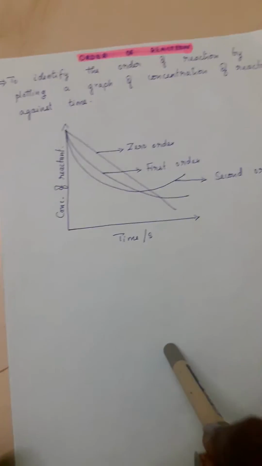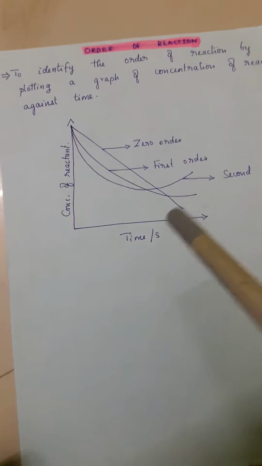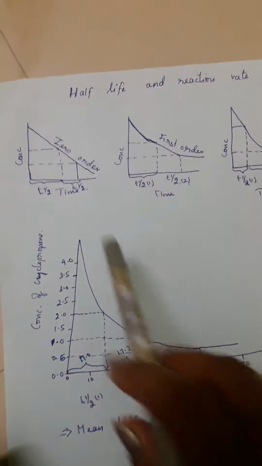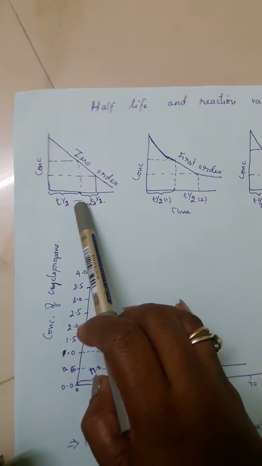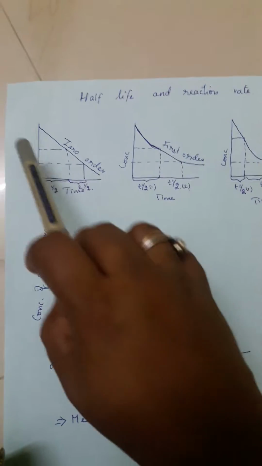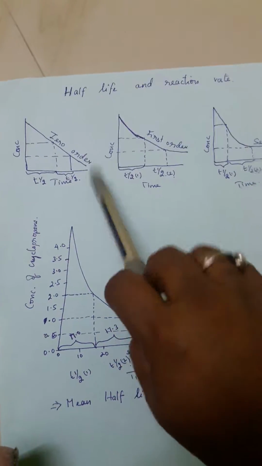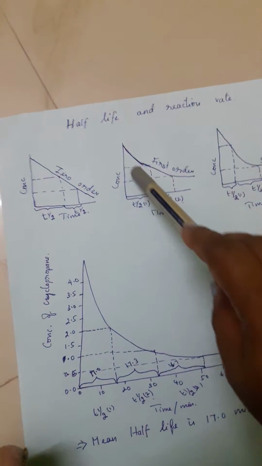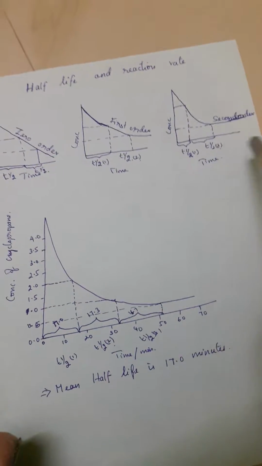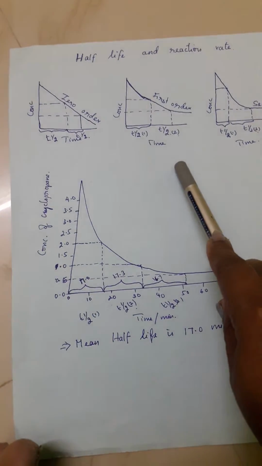But we can also distinguish between the two curves by determining successive half-lives. If you see half-lives, for example over here, T half 1 and T half 2, the straight slope shows it's a zero order, the curved one shows it's a first order reaction, and the deep curve shows second order. So how to calculate the T half value?